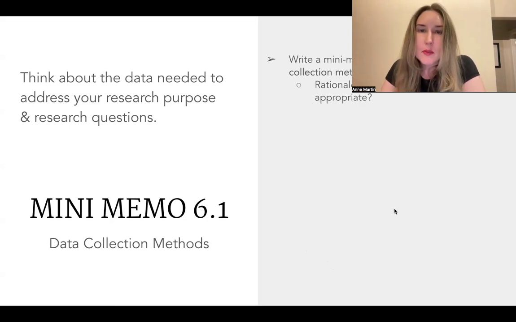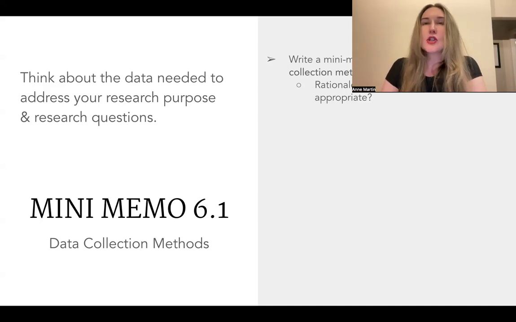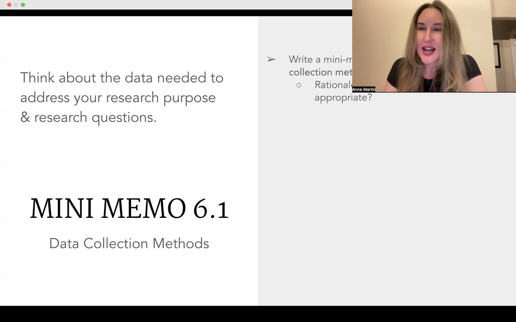Again, these can be preliminary, it can be amusing, it does not have to be final. This is just a chance for you to apply what we read about in chapter 6 to your current thinking. And again, it's not definitive, as it mentioned in the chapter. It's always okay to adjust these. Make sure that you include your rationale. Why are these methods appropriate?